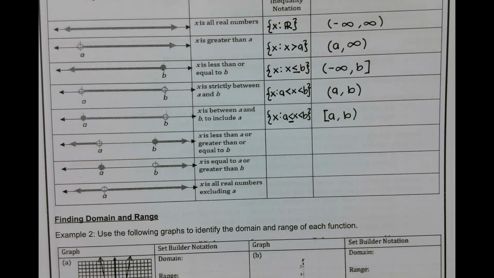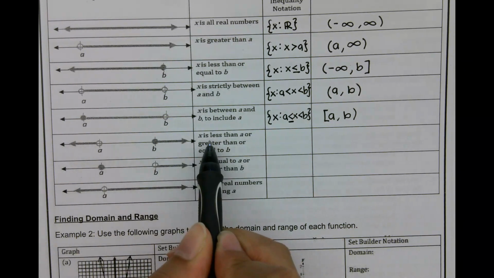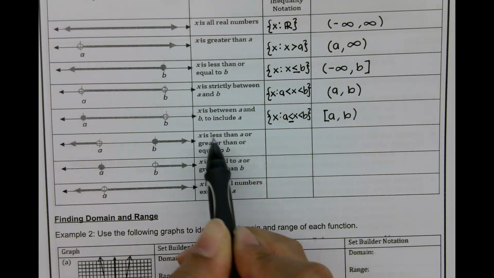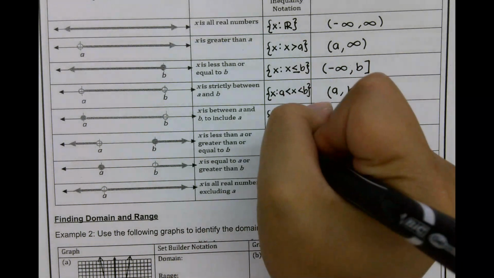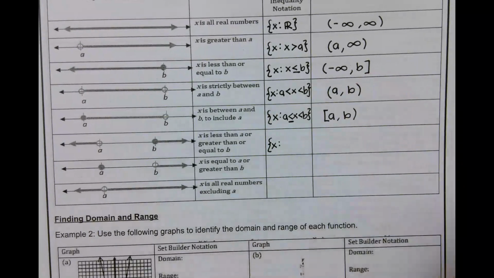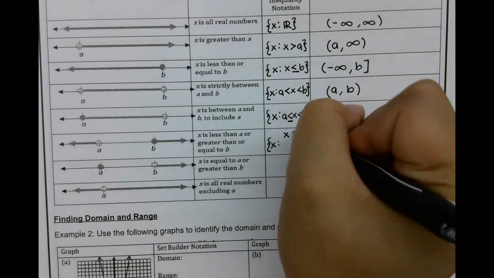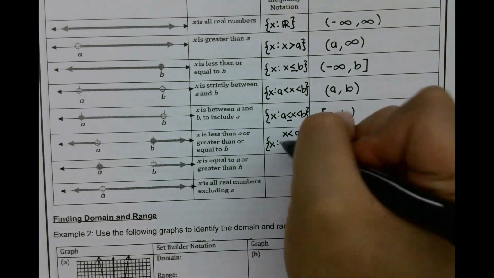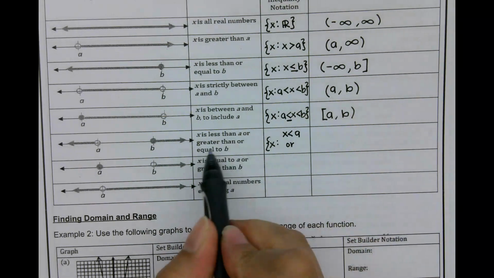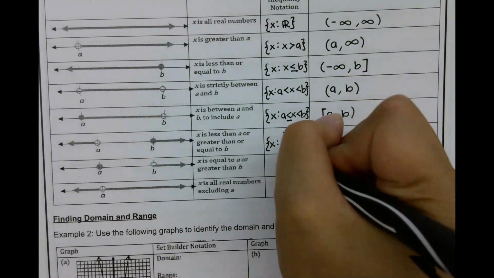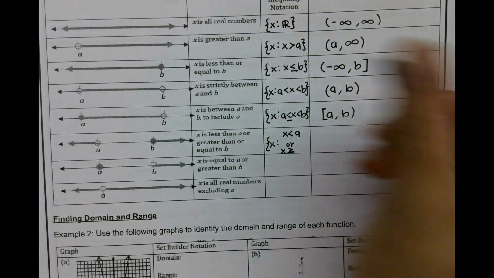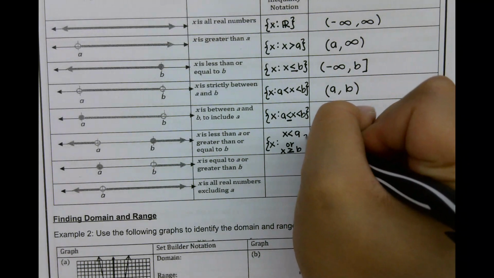Then here we have x is less than A or greater than or equal to B. So I'm going to start with x is less than A. Always starting with this. So x is less than A. Or it's greater than or equal to B. So x is greater than or equal to, so that's the line, to B.